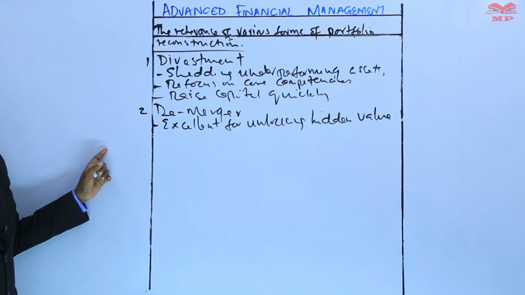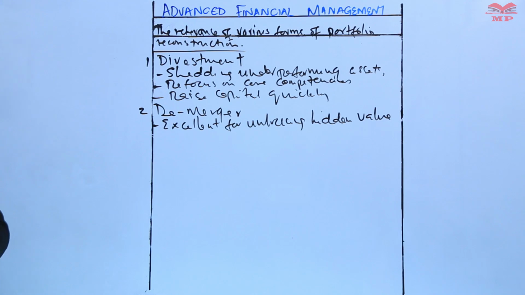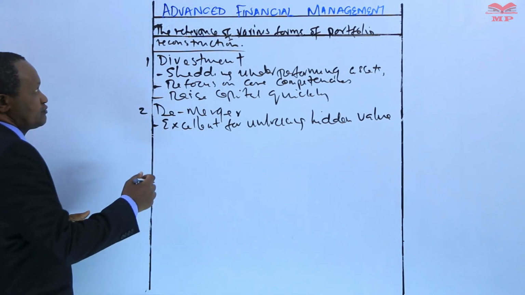Another reason, or relevance, apart from unlocking hidden value of a high growth subsidiary or division, is that the demerger allows separate entities to focus on specialized activities.